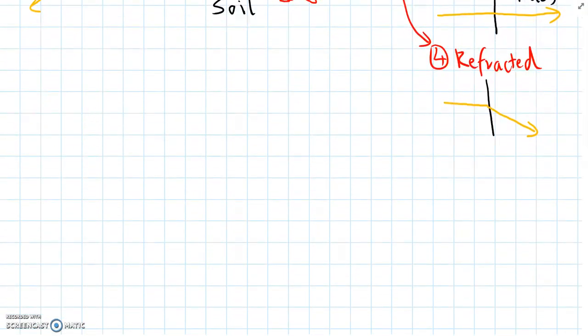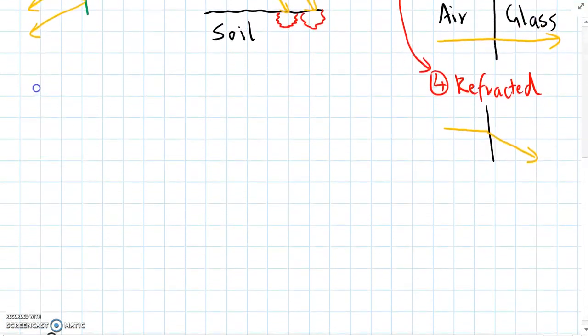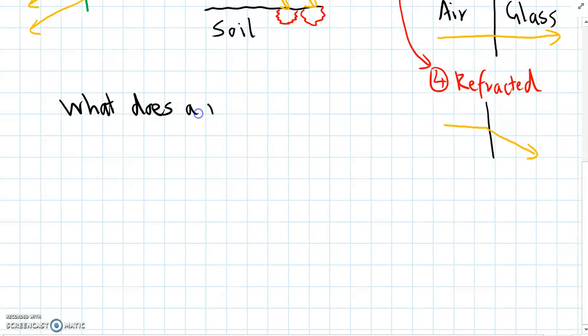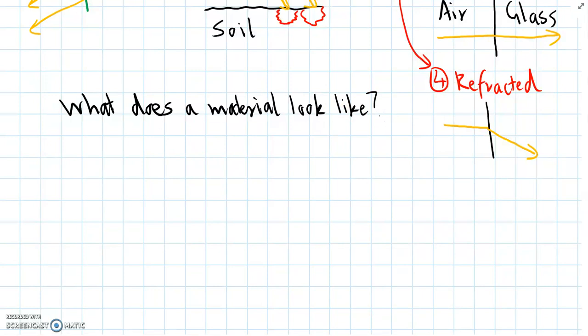Okay, the next thing we'll talk about is, we've seen how light can interact with materials, but what does that mean that materials look like? Because there are a few different ways that materials can appear when we see them. So what does a material look like? And there are three different categories that we can use here.